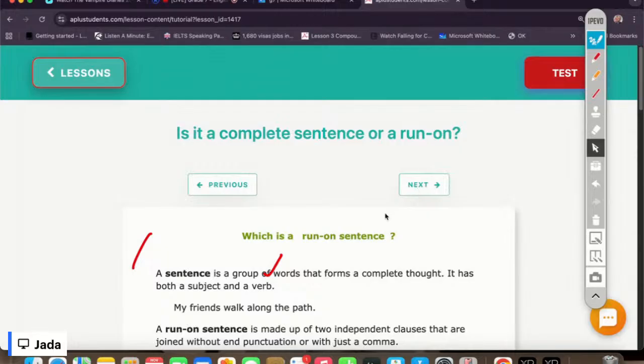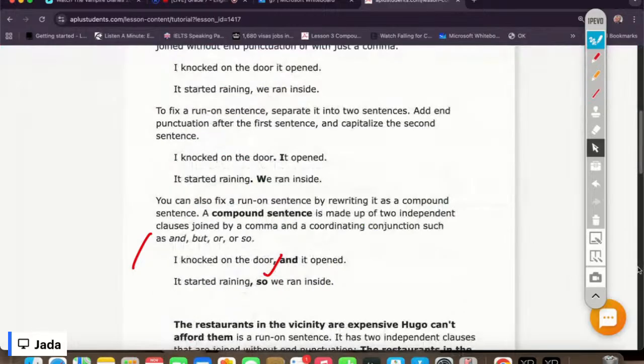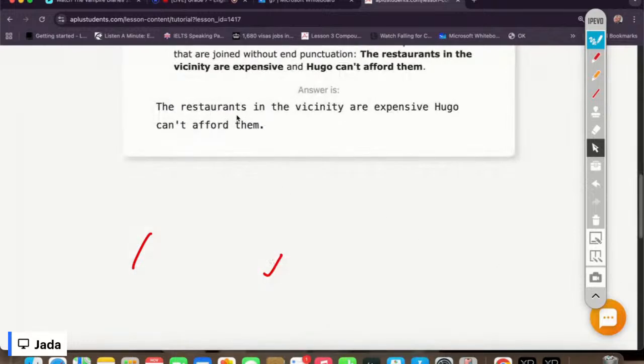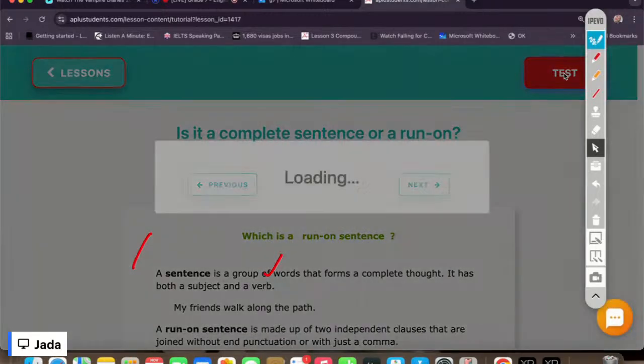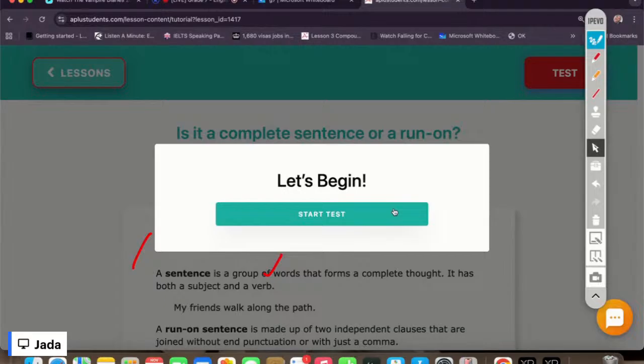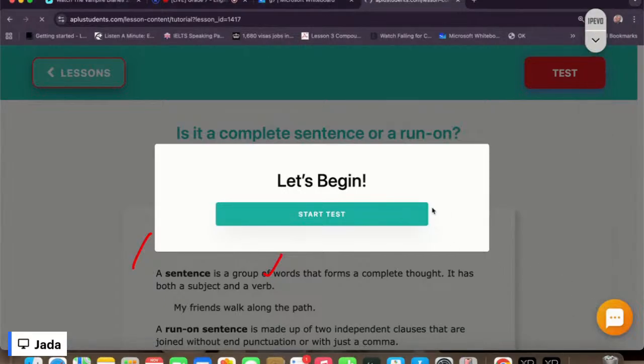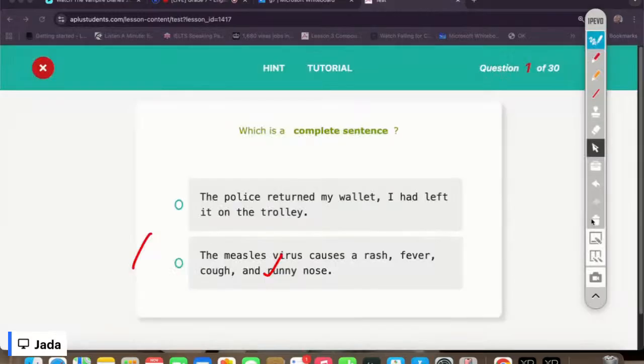All right. So let's look at some examples, which is a run-on sentence. So we have: the restaurants in the vicinity are expensive. Who can't afford them? It's a run-on sentence because it has two sentences joined together. All right. Let's move to the test, and I want you all to share your answers with me because I can see them.